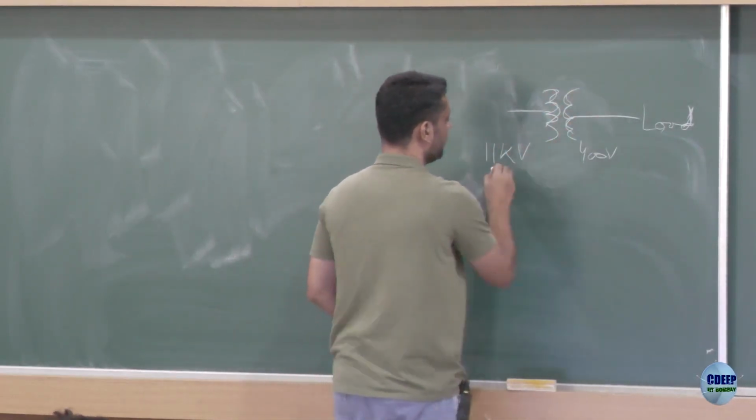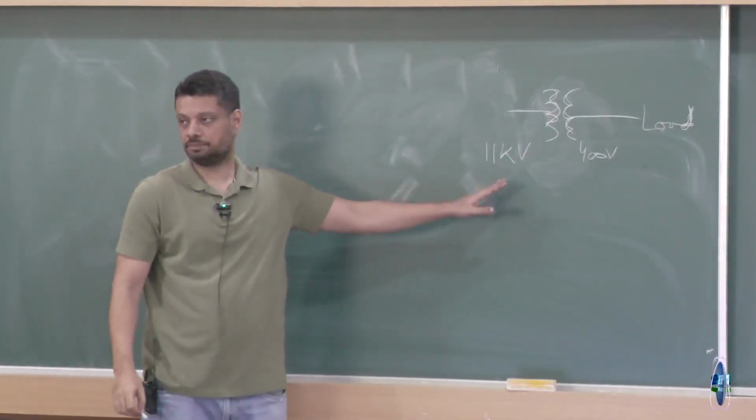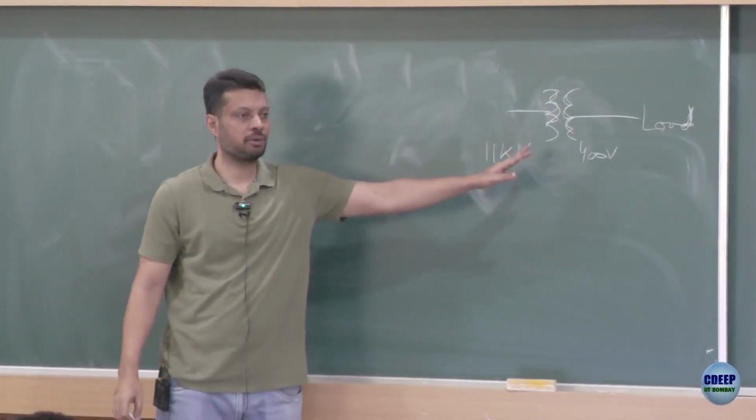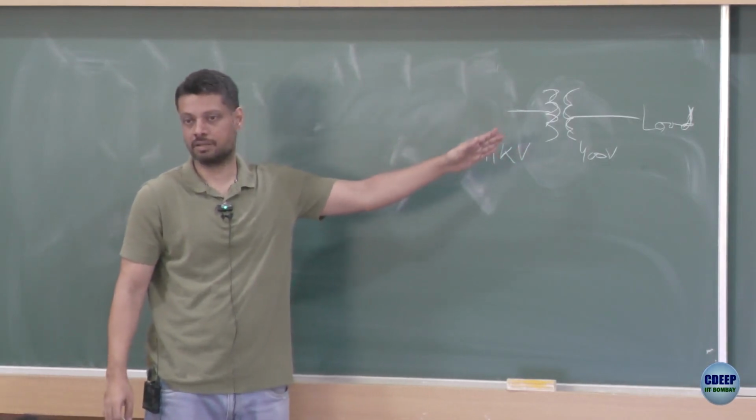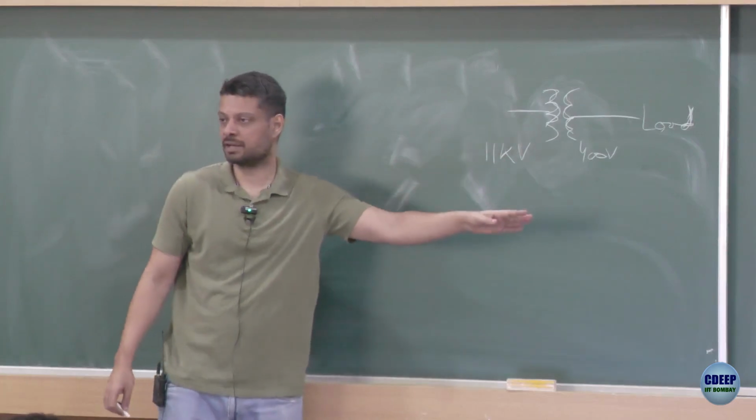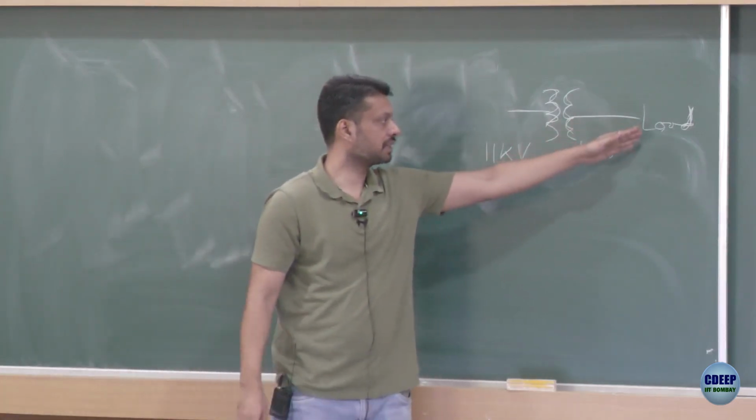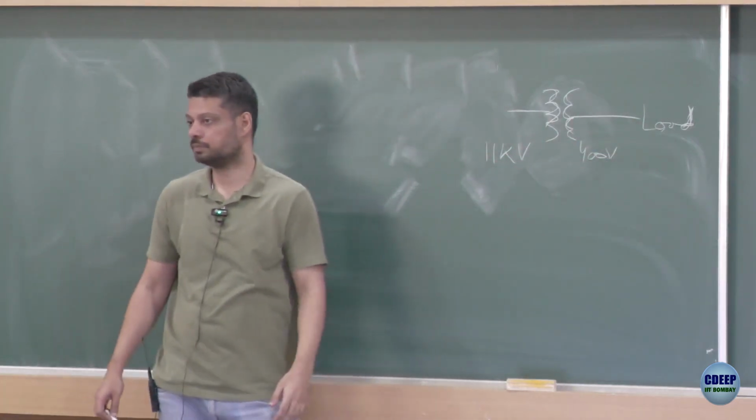So let's say you have an 11 kV line that is coming in, and from there you have a step down transformer, which is a 3-phase transformer, right? It steps it down to 400 volt, and then it goes further ahead and gets consumed in a load.